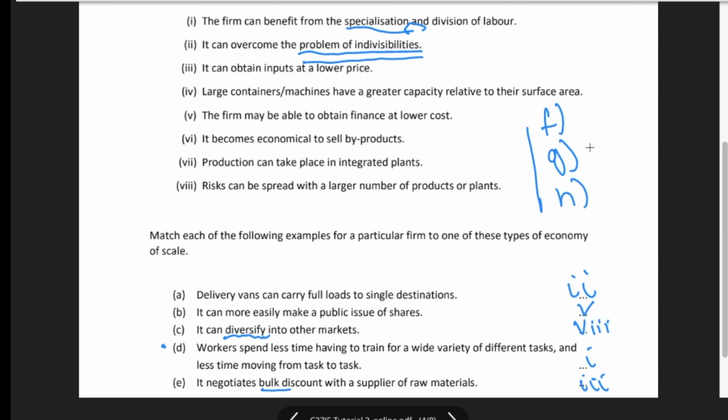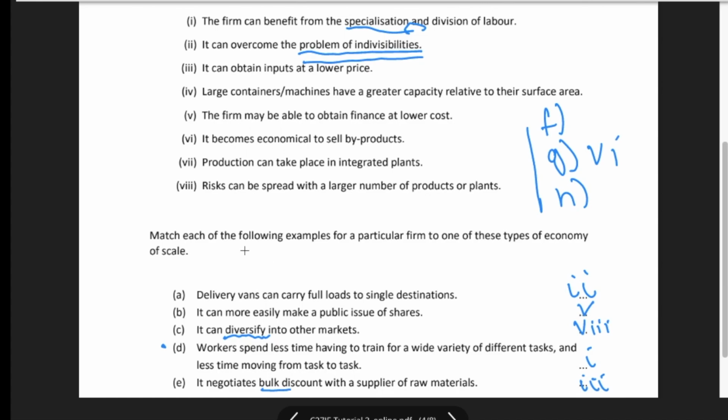VI, yeah, perfect. It becomes economical to sell byproducts. Lovely. What else have we got going on here? So conveyor belts, this is H. Conveyor belts transfer the product through several stages of the manufacturing process.